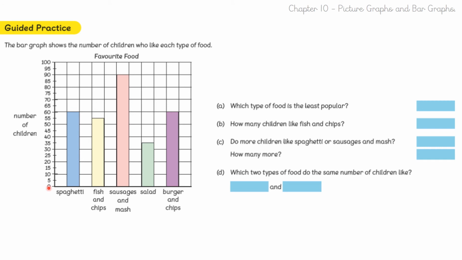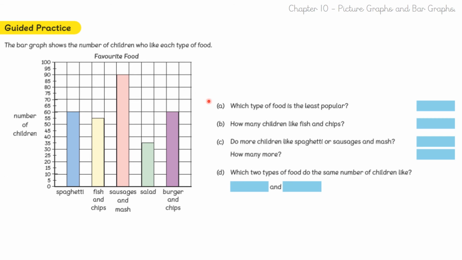We are counting in, that's it, in fives. 0, 5, 10, 15, 20, and so on. Now, we don't have small markings now, so it might be that we don't need them in order to tell how many children like each food. But we will find out in a sec.